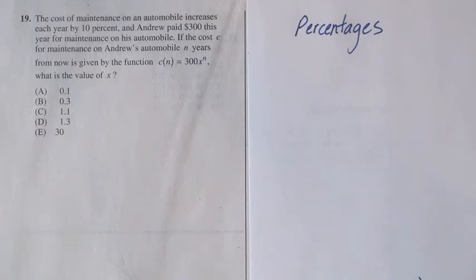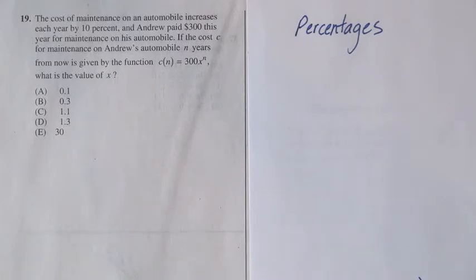Question 19 reads, the cost of maintenance on an automobile increases each year by 10%, and Andrew paid $300 this year for maintenance on his automobile. If the cost C for maintenance on Andrew's automobile n years from now is given by the function C of n is equal to 300 times x to the n, what is the value of x?